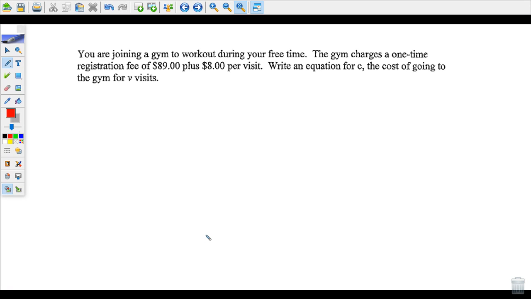Here's another one. You are joining a gym to work out during your free time. Lots of that nowadays, right? The gym charges a one-time registration fee of $89 plus $8 per visit. Write an equation for C, the cost of going to the gym, for V visits. All right, so we're supposed to write an equation. That means I have to have an equal sign. It tells me variables. C is the cost, V is visits. So I'm going to write that down. C equals cost, V equals visits.